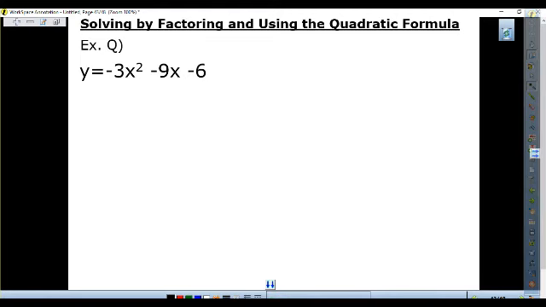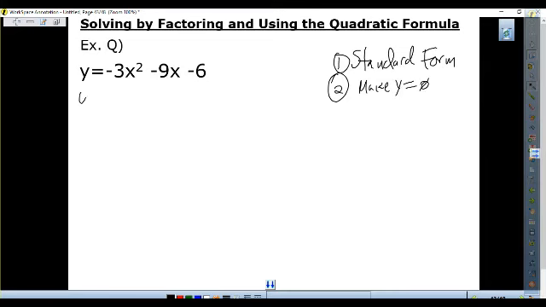You already know the steps. Tell your neighbor the first step. Standard form. Write that down. Standard form. Tell your neighbor step 2. Turning the y into 0. Make y equal to 0. So I'm going to do step 2. 0 equals negative 3x squared minus 9x minus 6.